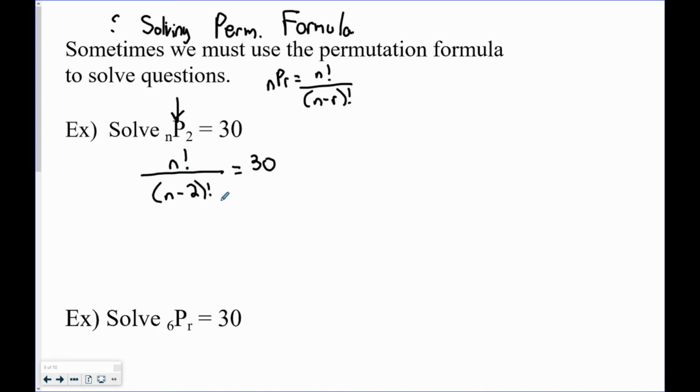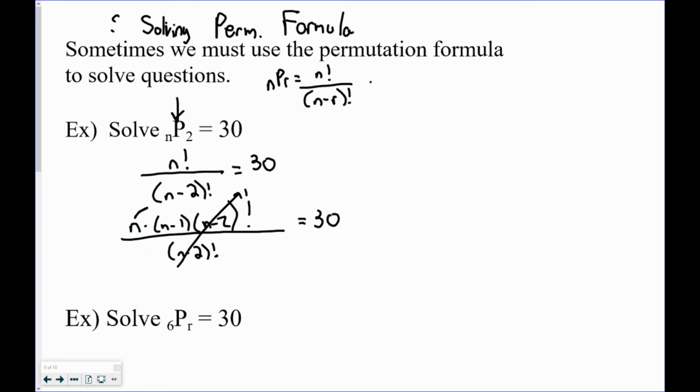Now, we practice getting rid of factorial. Last lesson I said always expand the bigger one first, because we're going to get to n minus 2 eventually. So I'm going to expand the bigger one. I'm going to get n times n minus 1, and when I get to n minus 2, then you are going to divide by n minus 2 factorial. So you've got n minus 2 factorial on the top and the bottom. That's going to cancel out to 1. It's also going to get rid of your factorial sign. And now you've got n times n minus 1 equals 30.